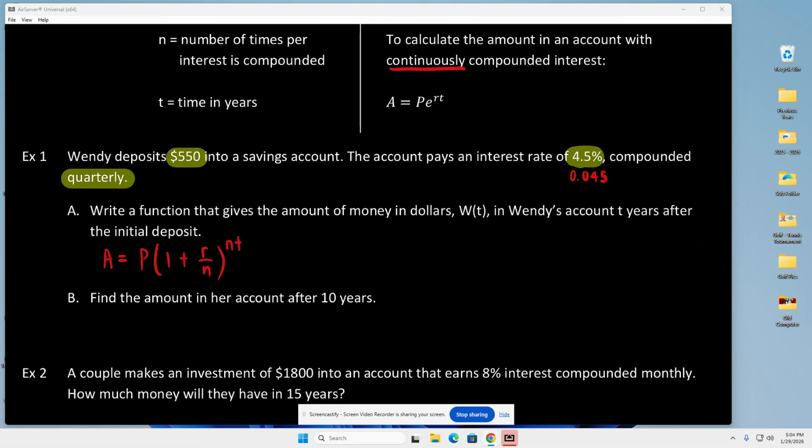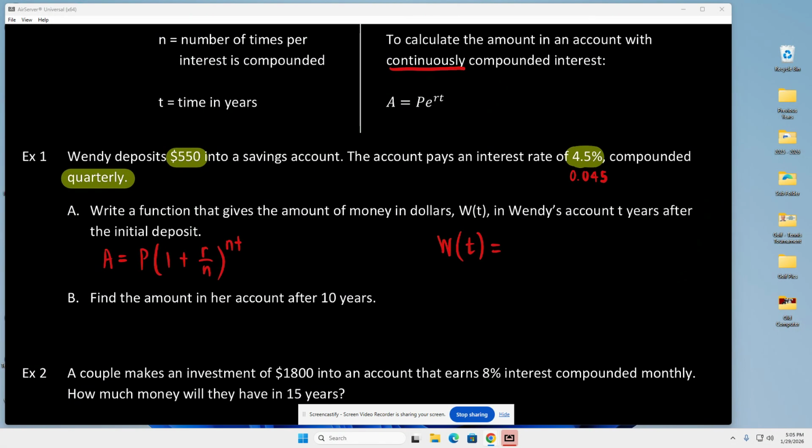Now, I know you have it above you. I just want you to see. That's how I immediately know all the values I have to plug things into. So here we go. It says, write a function that gives the amount of money in dollars, W of T. So instead of A, we're going to use W of T.